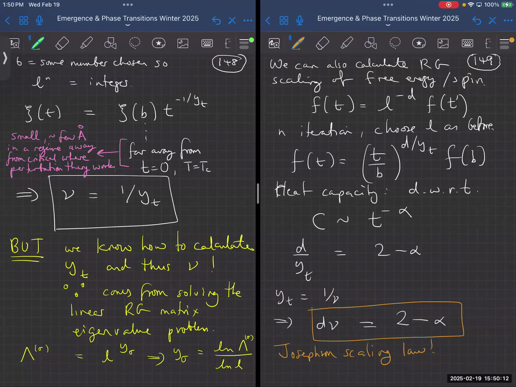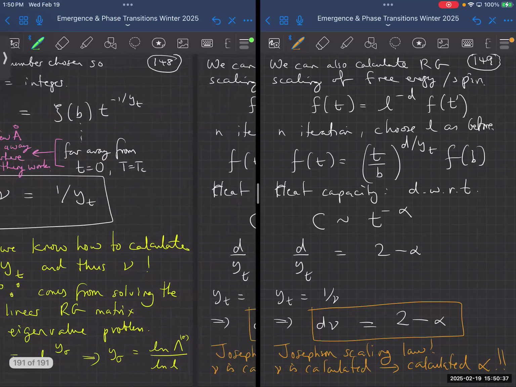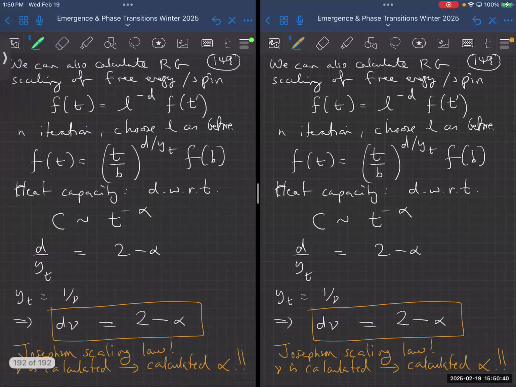Now we saw that before, but now I know what nu is. Nu is calculated from Y sub T, and that means that I've just calculated the heat capacity exponent. And the same for all the other variables. And so what I've just shown you is how we go about using a renormalization group to give us all of the scaling behavior.